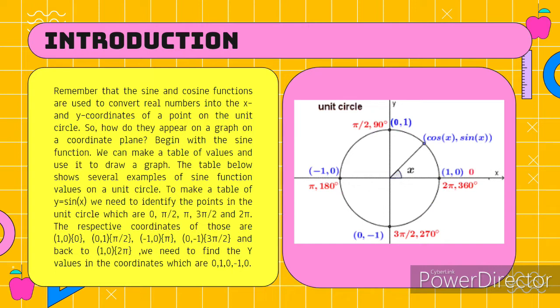To make a table of y equals sin x, we need to identify the points in the unit circle which are 0, pi over 2, pi, 3 pi over 2, and 2 pi. The respective coordinates of those are (1, 0), (0, 1), (negative 1, 0), (0, negative 1), and back to (1, 0). We need to find the y values in the coordinates which are 0, 1, 0, negative 1, and 0.